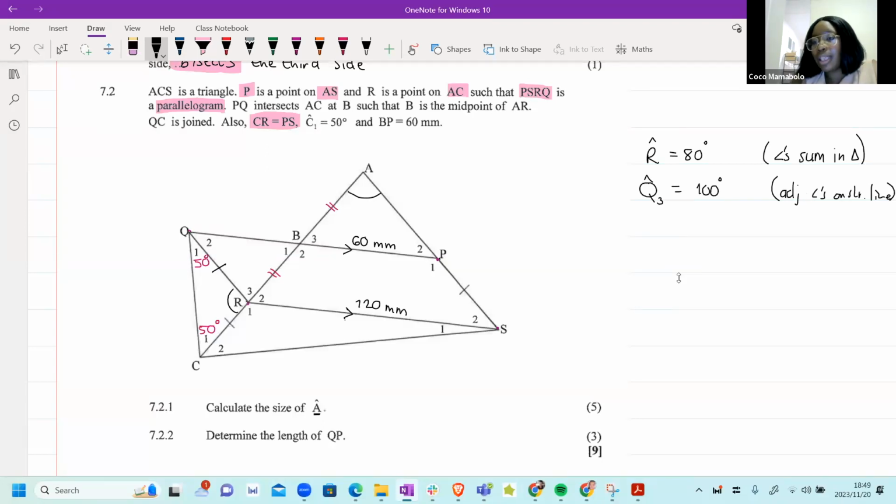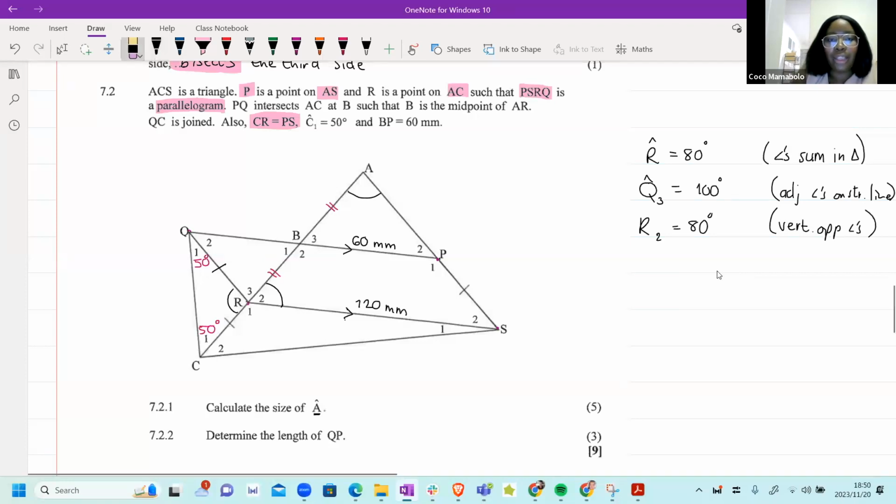Okay. R2 is equal to 80 degrees, vert op angles. Excellent. We can also do that. R2 is equal to 80 degrees, vert op angles. Good. Let me put that one in as well. So we know that this one is 80 degrees. This one here is 100 degrees. And this one here is 80 degrees.